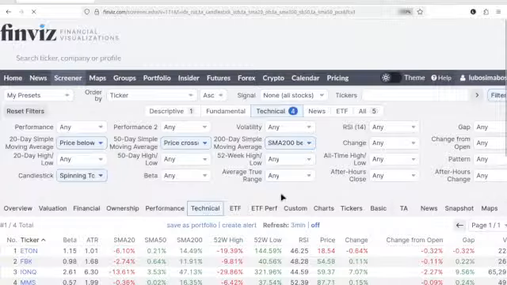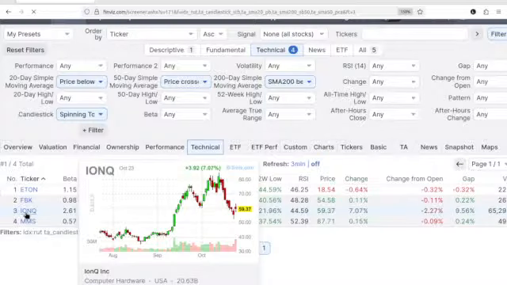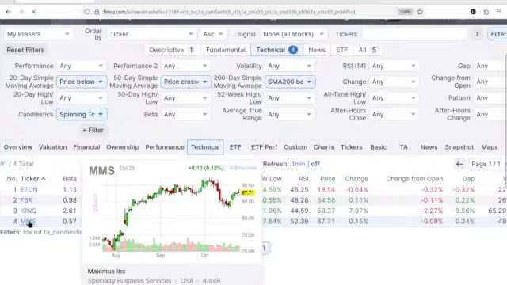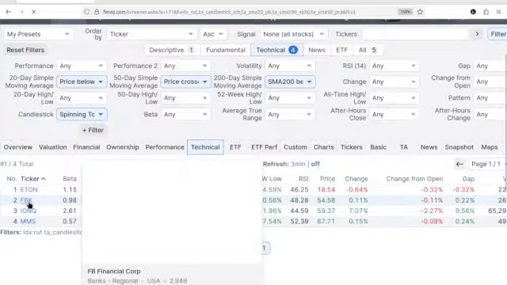Yeah, even IONQ. I have been seeing IONQ a lot. Wait, did I see? No, no, no. This is the first time I'm seeing IONQ. Did I see MMS? Some of these companies, I think I saw MMS. I think this is the second time I've seen MMS. This is a banking corporation.